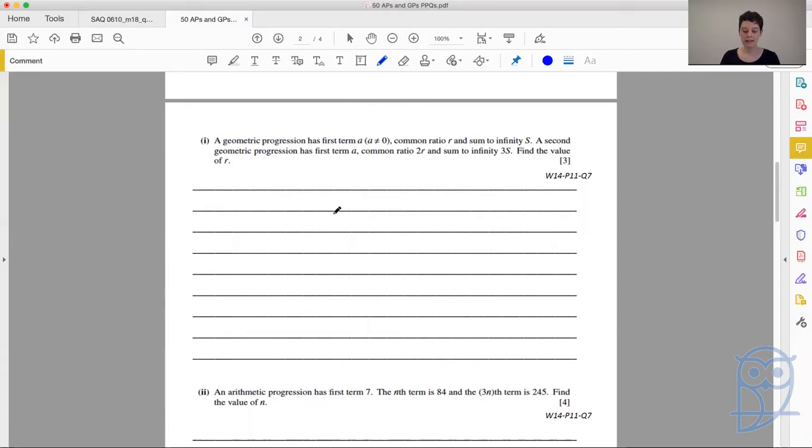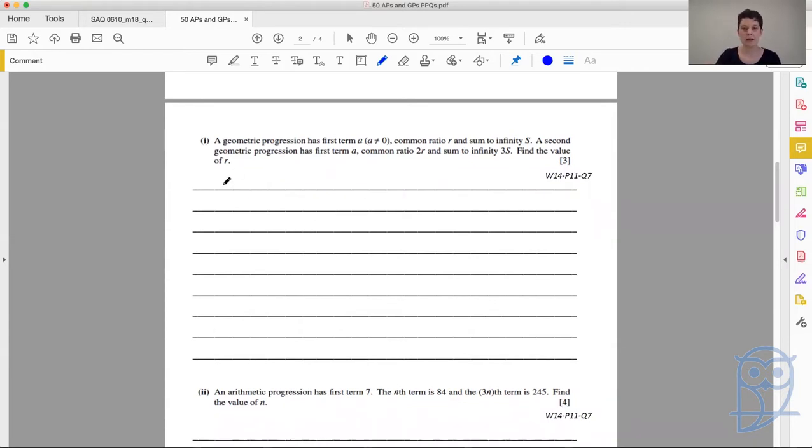Part 1 tells us that we have a geometric progression with first term a, where a doesn't equal 0, we must remember that, common ratio r, and sum to infinity s. A second geometric progression has first term a, the same, common ratio 2r, and sum to infinity 3s. Find the value of r.